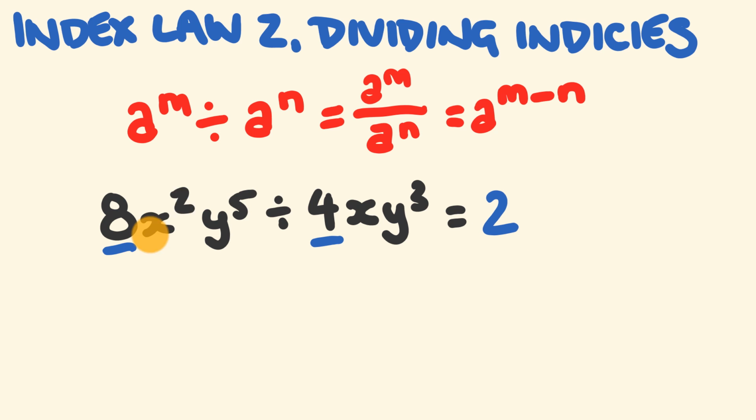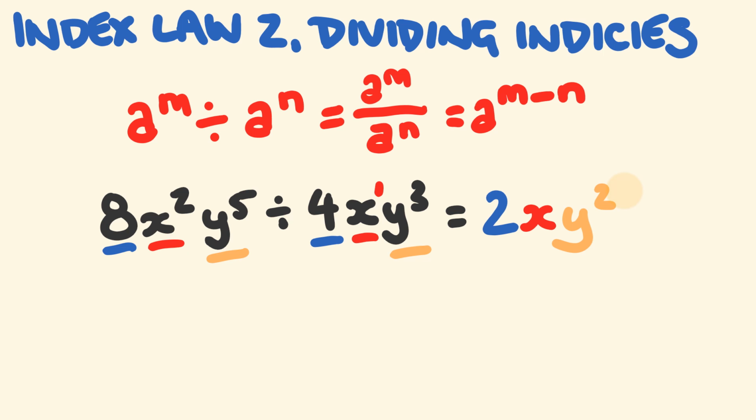The next thing we do is we're going to look at the x's here. So we have x squared and x, and we are dividing. So what we do is we subtract here. So we still have the x, and we have 2 minus that 1 up there. 2 minus 1 is equal to 1. So we don't bother draw that in. And then finally what we have is we have the y's here. We have y to the 5 divided by y to the 3. So we have that y there, and we have 5 minus 3, which is equal to 2. And that's our answer there, 2xy squared.